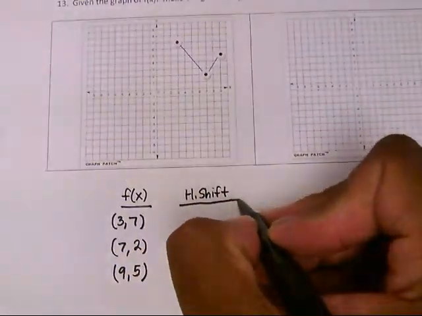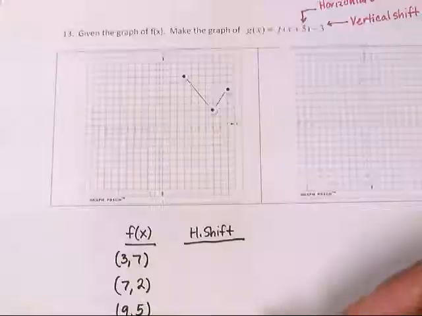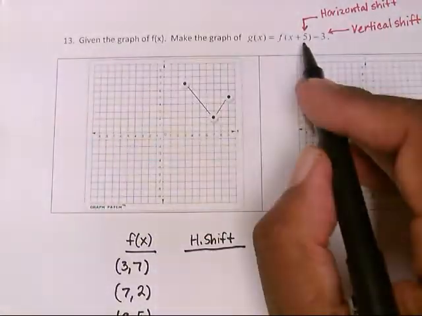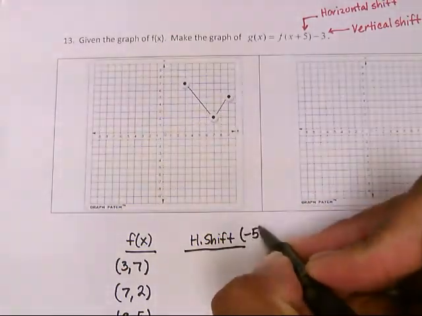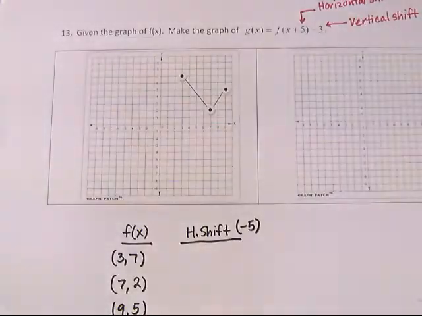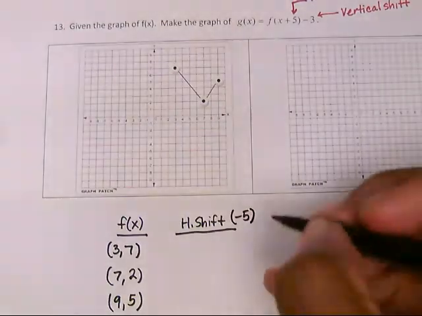Well, with a horizontal shift, I always do the opposite of what's given. It says +5, so the opposite of adding 5 would be to subtract 5. So I'll be subtracting 5 from each x-coordinate here.